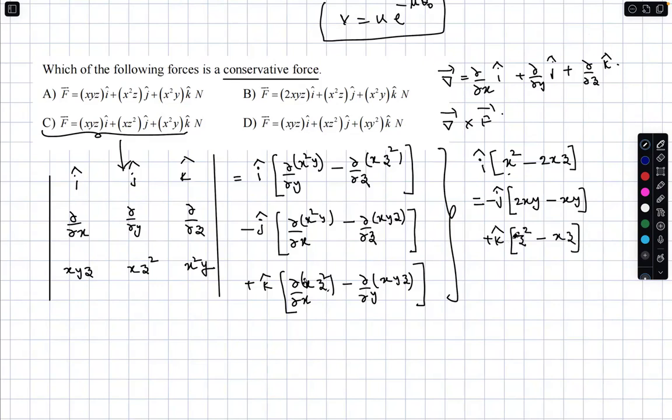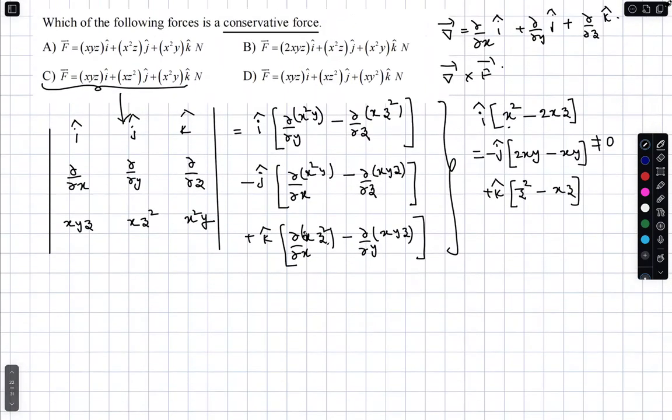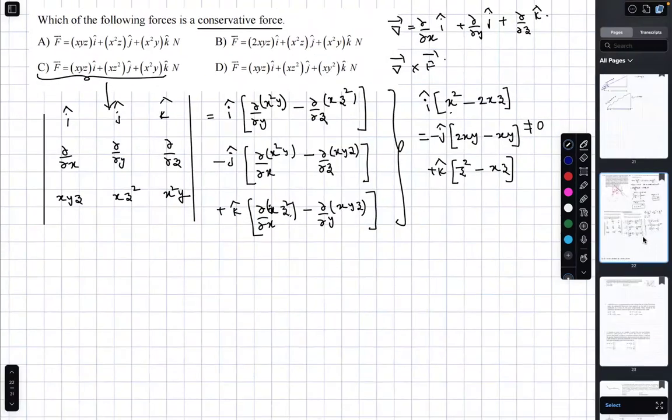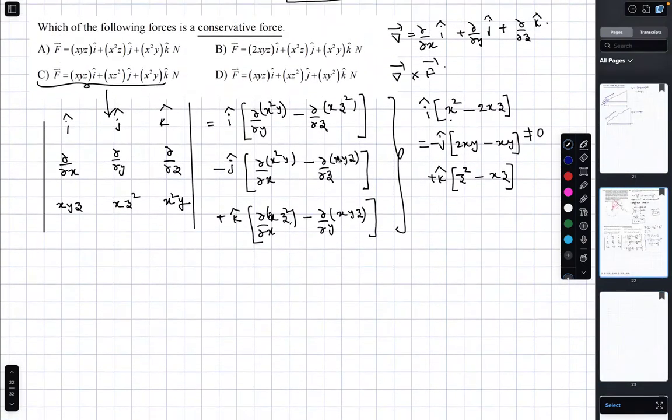Undoubtedly, this is not 0. Even the first option I can say it is not 0. So since this is not equal to 0, C does not refer to a conservative force. Likewise, I need to do this question how many times? 4 times. I'll just show you.